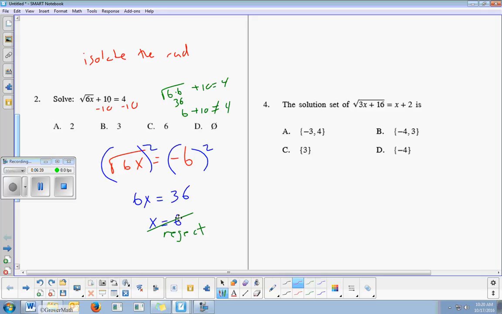Now these are multiple choice, but let's say this wasn't multiple choice. Let's say it was a part 2 on a Regents. You do need to cross out the answer and write the word reject. And so the answer is not 2 or 3. It's certainly not 6. It's this answer right here. This is the symbol for no solution.